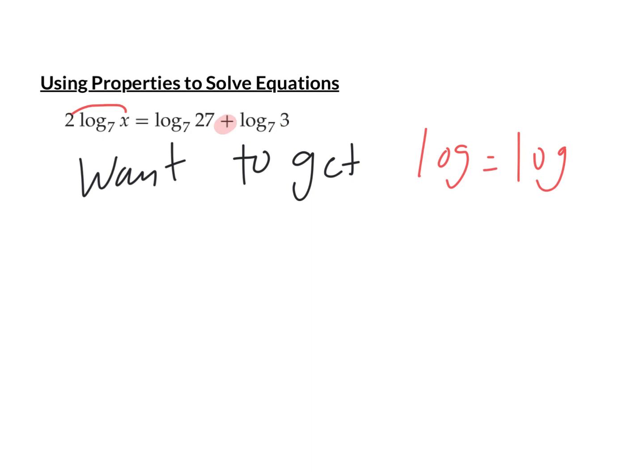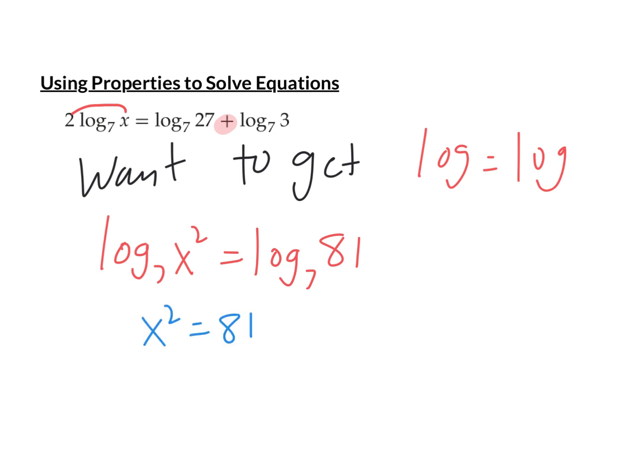So here's what I've got. Log base 7 of x squared. So again, we just move that 2 in. And then log base 7 of 81, we multiplied 27 times 3. So I got log equals log. So now I can just cancel the logs out. X squared equals 81. How do I solve that?